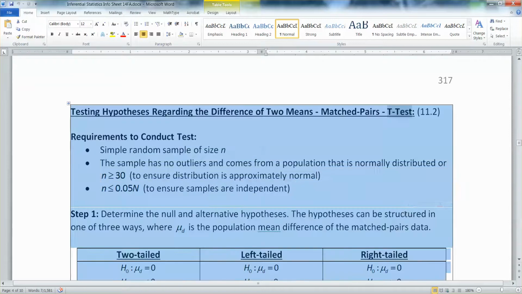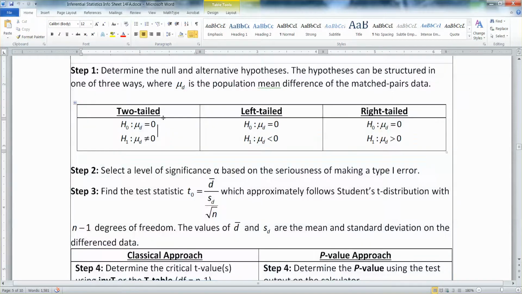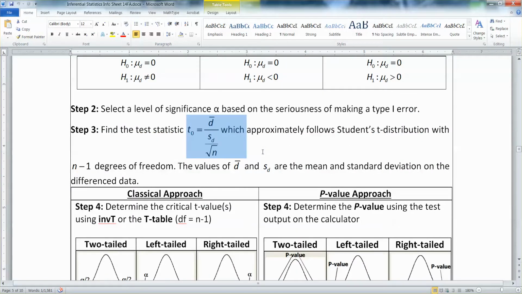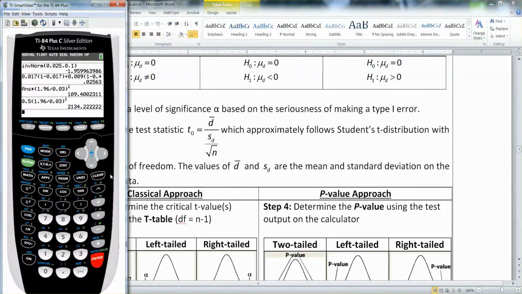It's the paired t-test. So your hypotheses always have 0, and then your null hypothesis, and then your alternative is always less than 0, greater than 0, or not equal to 0. But you're using d bar and sd for differences rather than using x bar and s, which we did in chapter 10. Now it's just a regular t-test, and if you're making the interval, it's just a regular t-interval.